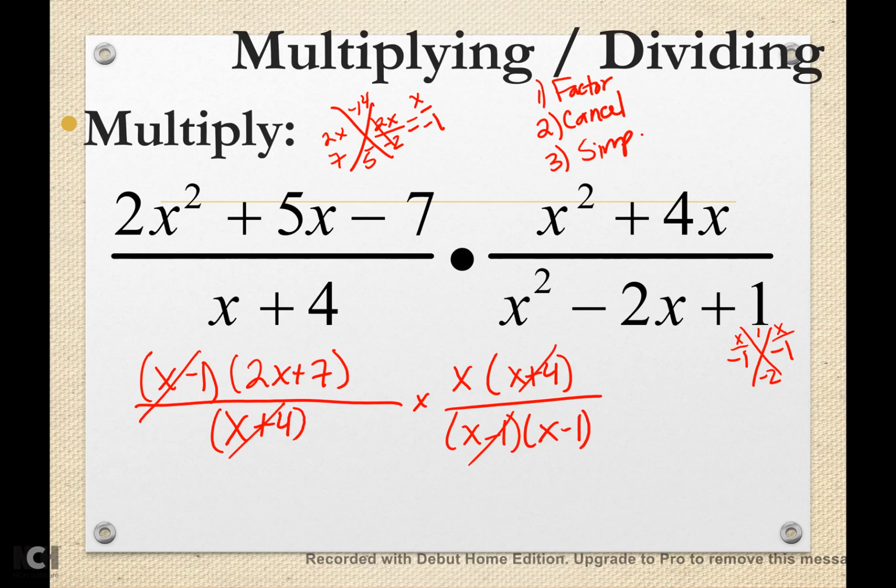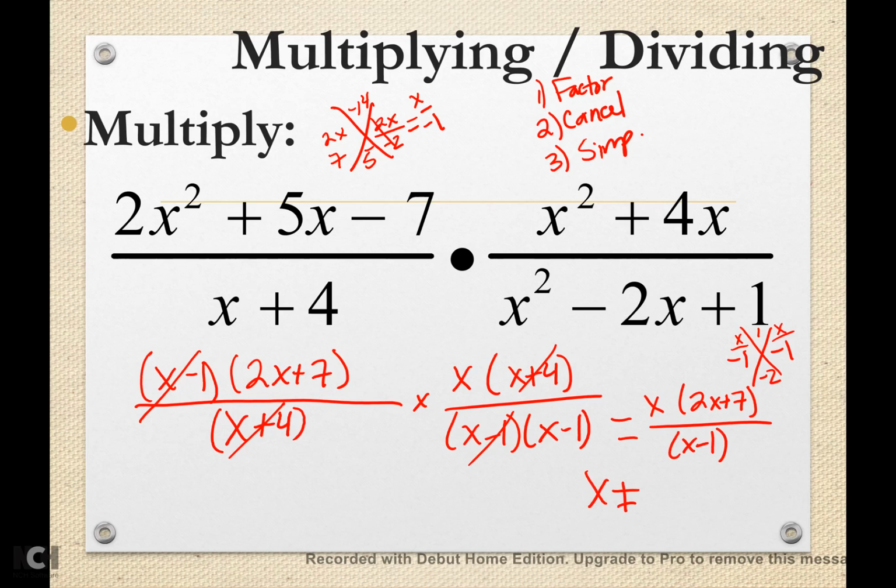The last step says simplify, and simplify is the easiest step. We're just writing what's left over in the numerator. X, 2x plus 7, right? In the denominator, we've got 1 of the x minus 1s. Okay, that's the simplified rational expression, but we got to talk about what x cannot be.